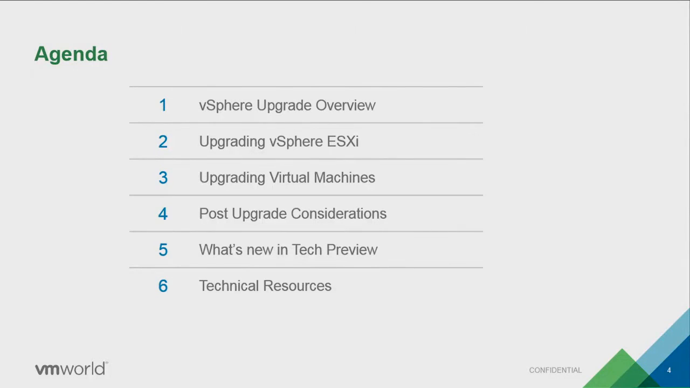So let's go through the agenda and what we're covering. We'll be talking a little bit about the vSphere upgrade overview and what that entails, and then go through the various parts that you need to plan and execute on. Then we're going to cover a little bit about post-upgrade considerations, and then get into the interesting stuff, what's new, and where we are headed in terms of futures. And then round it off with a little bit of technical resources that you can use to make your life a little bit easier as you go out and plan your vSphere upgrade.